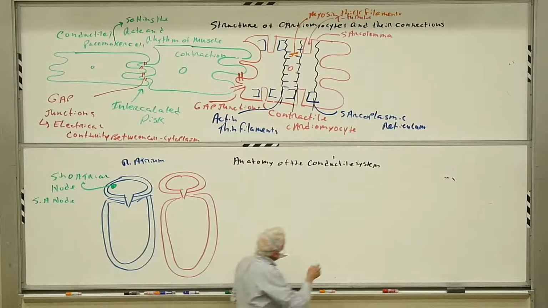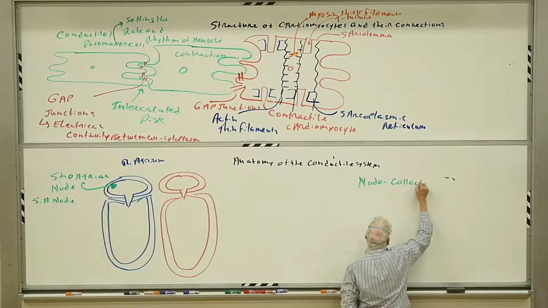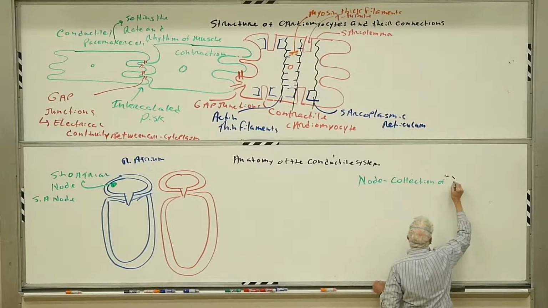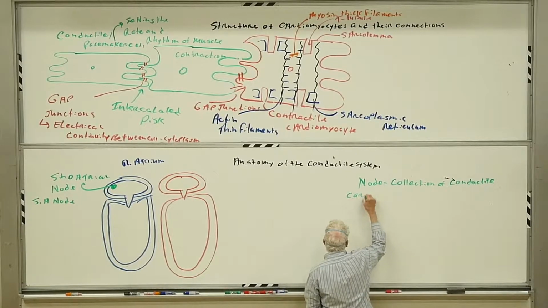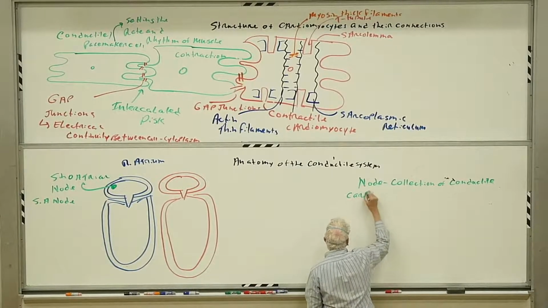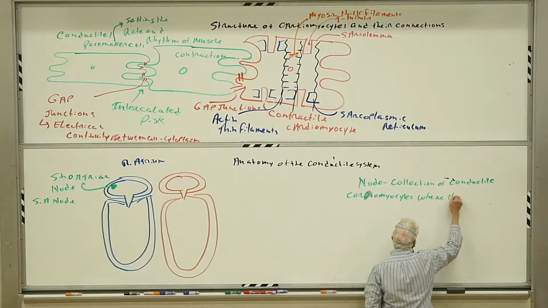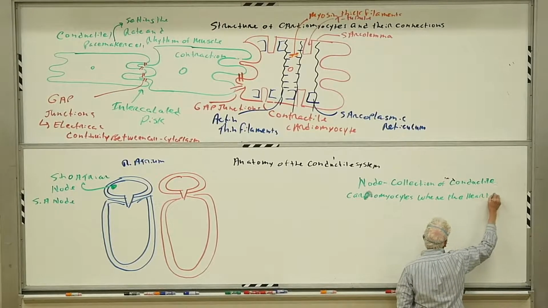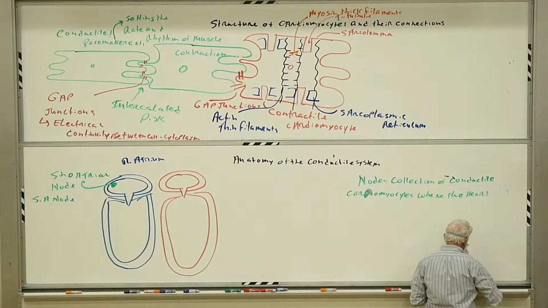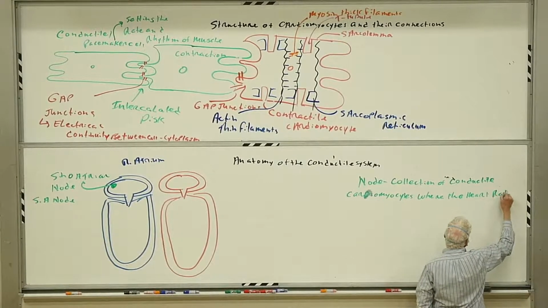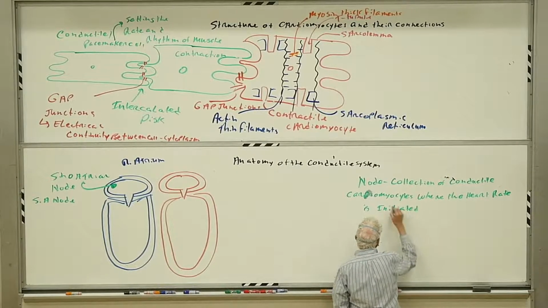And a node, in our parlance today, is a collection of conductile cardiomyocytes where the heart rate is initiated or determined.